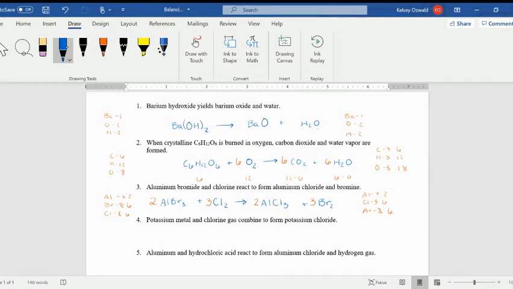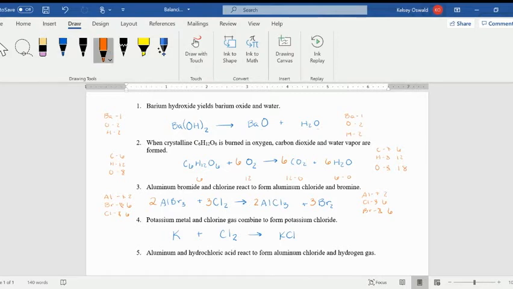Okay, so then the next one, we have potassium metal. Potassium is not one of our diatomics, so that's just going to be K. And chlorine gas, chlorine is one of our diatomics, so that's going to be Cl2. These two combine to form potassium chloride. Potassium and chlorine each have a charge of 1, so they're just going to balance out right away.